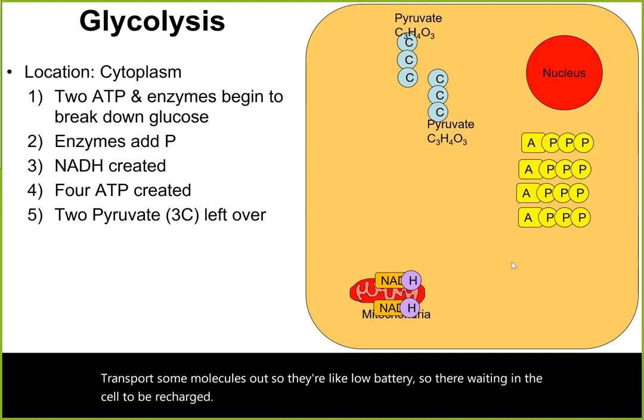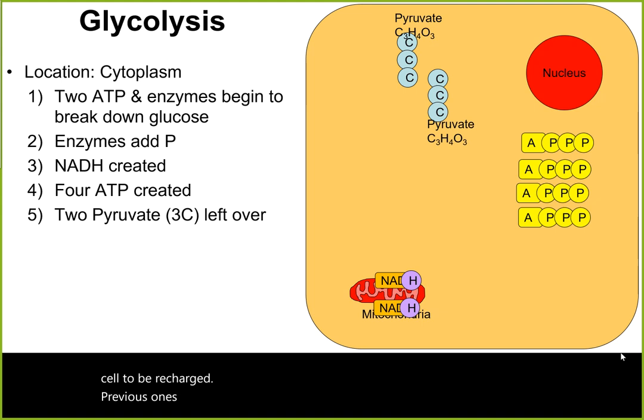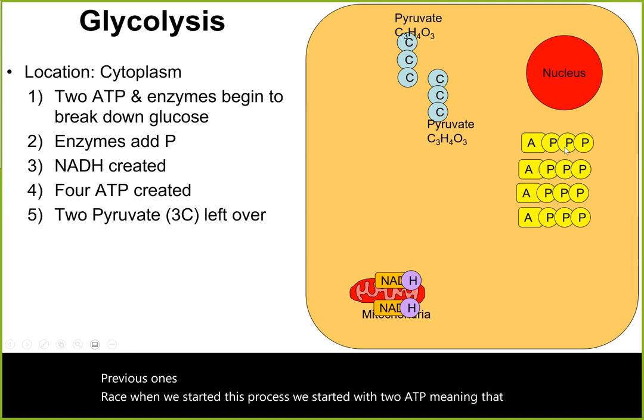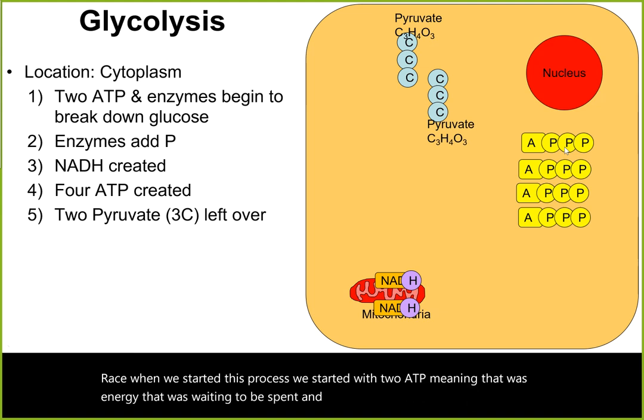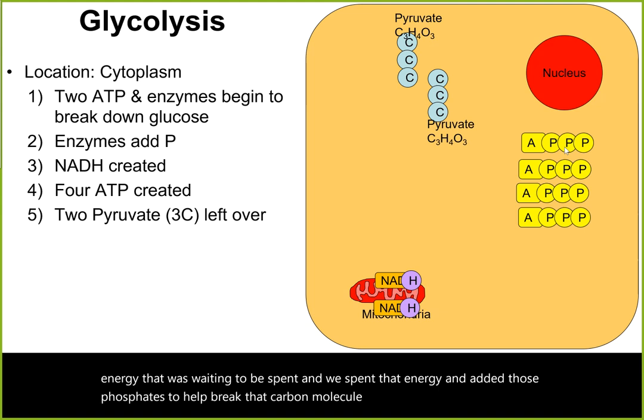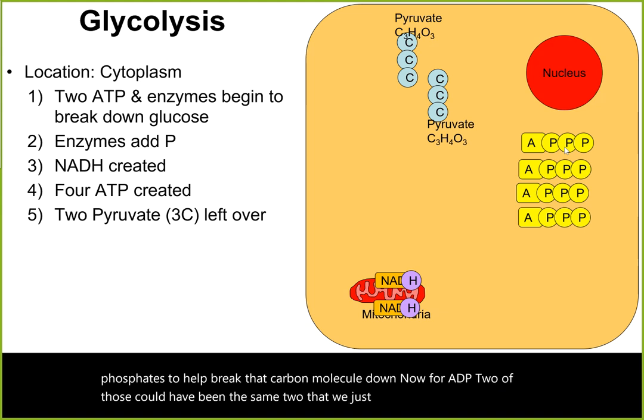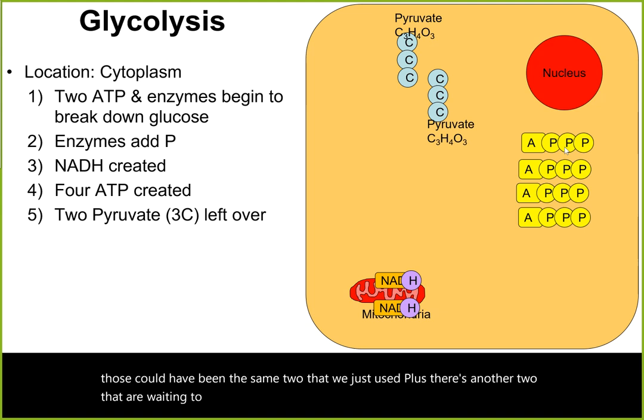Right, but there was only 2 originally. So are these just like previous ones? Mm-hmm. Oh, okay. And it was like left over, but not from this most recent one. Right. So when we started this process, we started with 2 ATP, meaning that was energy that was waiting to be spent. And we spent that energy and added those phosphates to help break that carbon molecule down. Now, the 4 ADP, 2 of those could have been the same 2 that we just used, plus there's another 2 that are waiting to be recharged. Because remember, this is happening in like all different places around the cell.